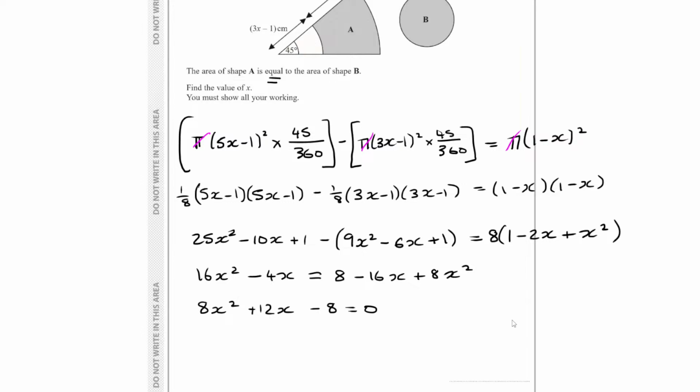This is the second to last question. So we've got this question to finish. The last one is 3 marks, so probably 10 to 15 minutes more.